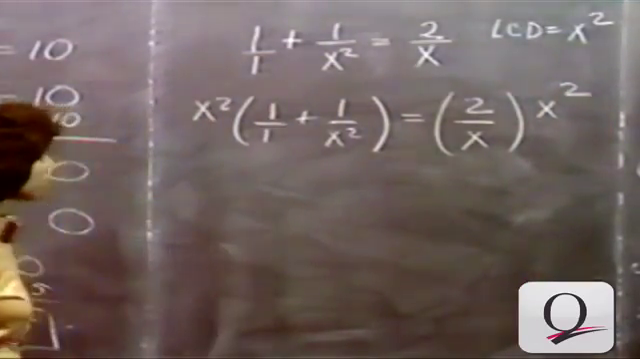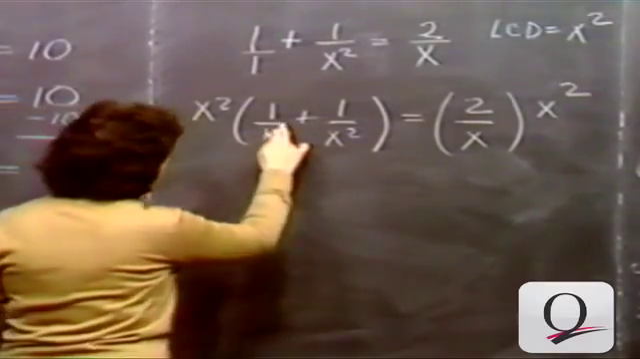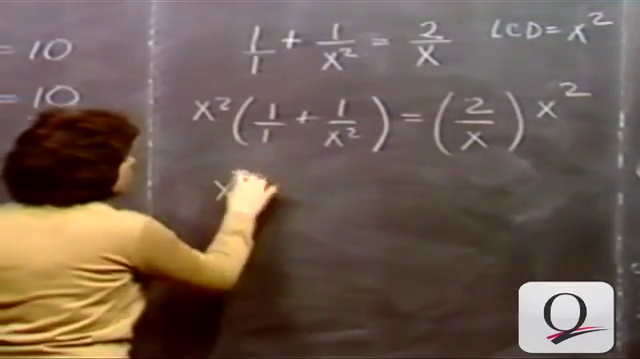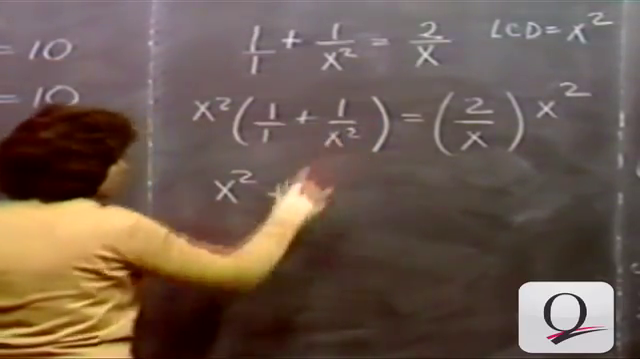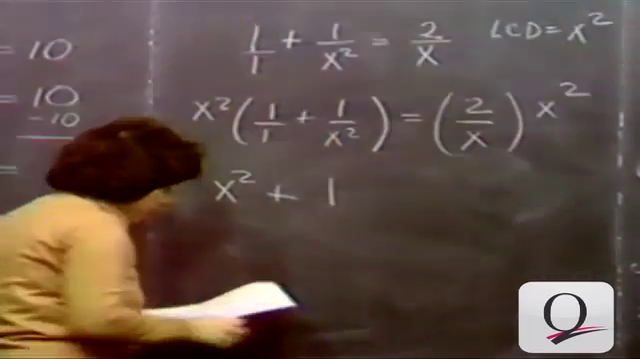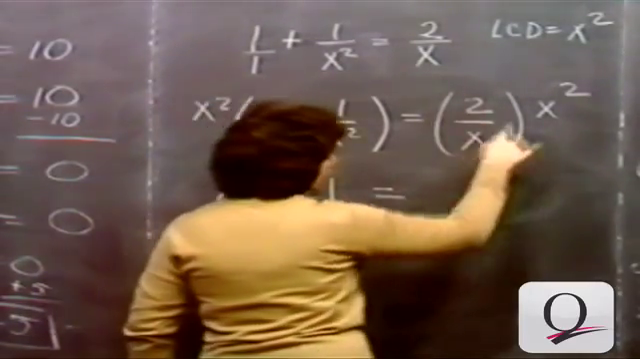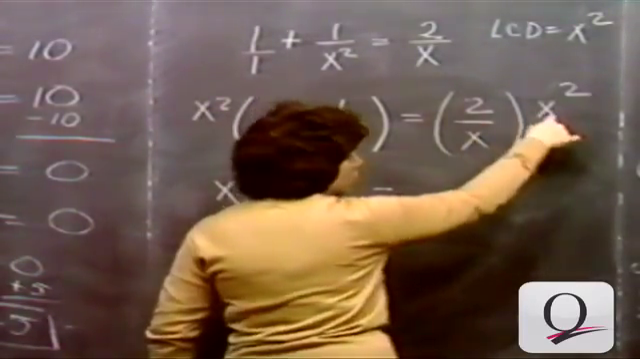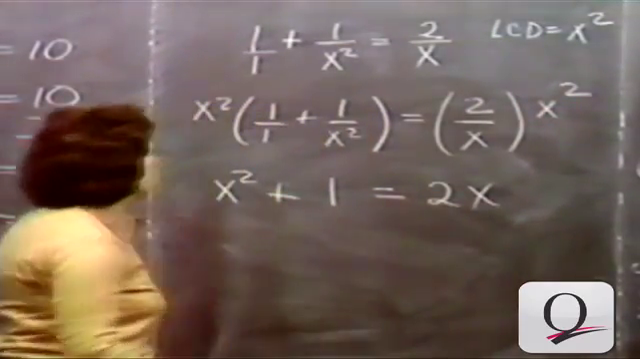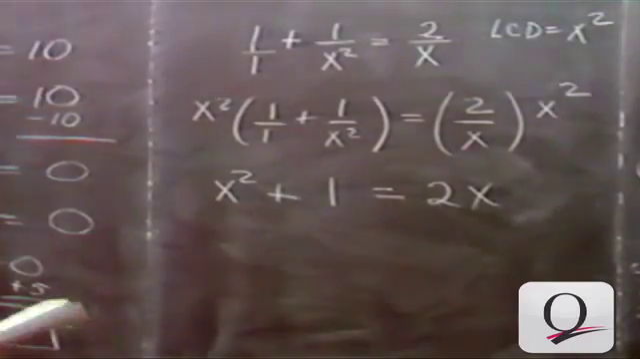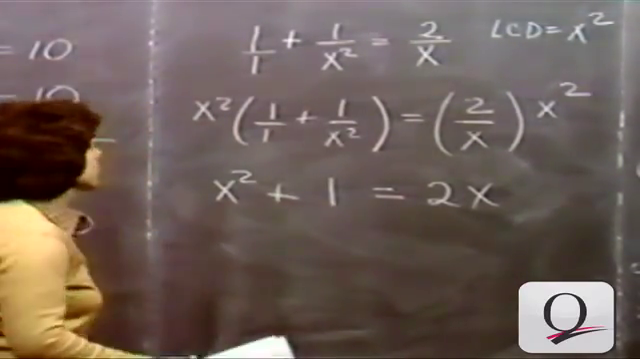In this particular example, we're going to multiply both sides of the equation by x squared. Remembering the distributive law, x squared times 1 gives you x squared. X squared times 1 over x squared, the x squareds cancel, gives you just 1. And here, 2 over x times x squared, x goes into x squared and leaves you with x. The right-hand side is 2x. You get x squared plus 1 is equal to 2x. You've multiplied each term by the x squared.